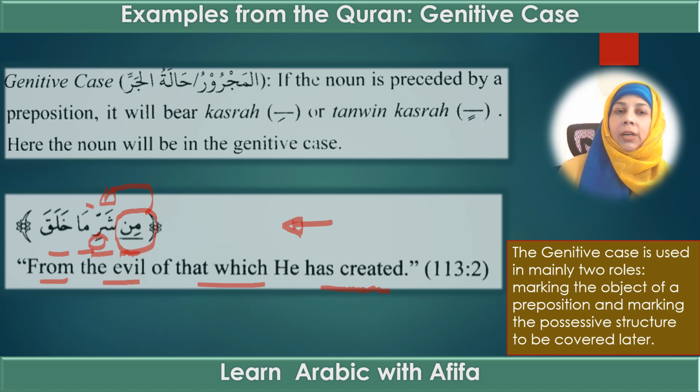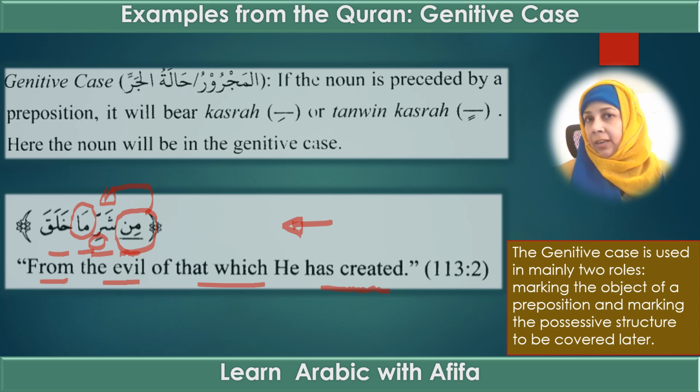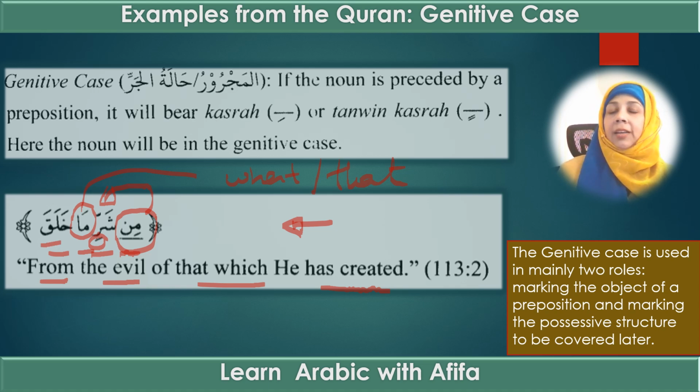Okay, and the next word is ma, which has different meanings as we will look at during the course. Ma can have a negative meaning, but here it means what or that. So from the evil of that which he has created. Khalaqa is a verb to mean he has created. And the subject here is hidden in this verb, as we shall see in a future lesson on verbs, but the subject is Allah, of what he has created.